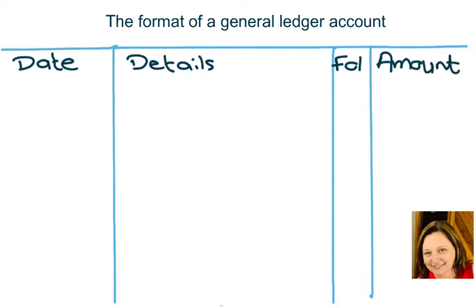Now, this can be the debit side of my account, which is on the left. But when I look at the credit side on my right, it will be exactly the same. So in other words, my general ledger account will consist of 4 columns on my left and 4 columns on my right. So in total, I will have 8 columns.